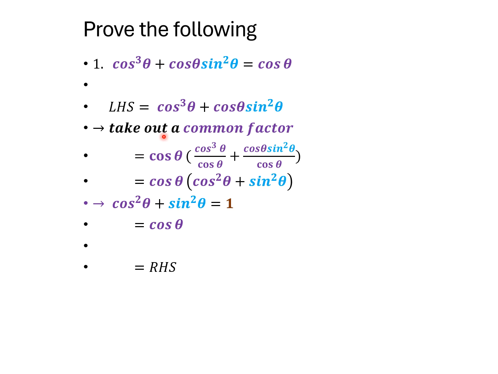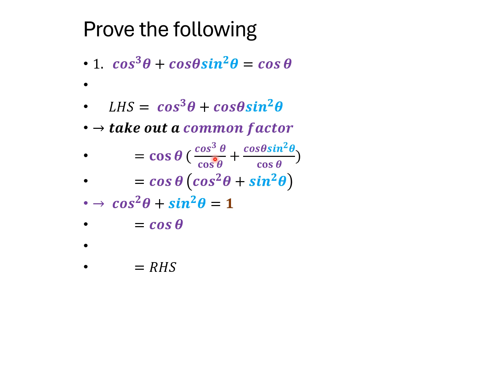I've had some learners ask me recently, how do they take out the common factor? What do we mean? In short, we are dividing everything by the factor that we take out. So cos cubed theta divided by cos theta, and cos theta sine squared theta divided by cos theta.